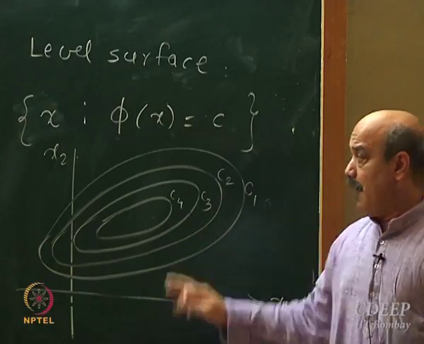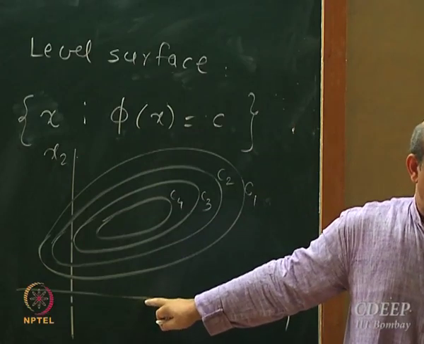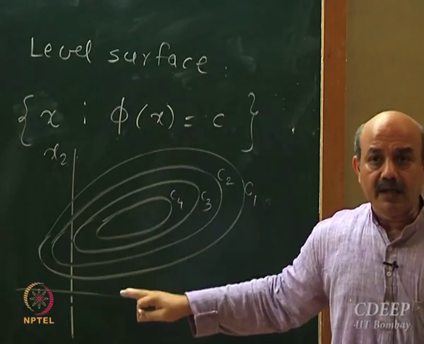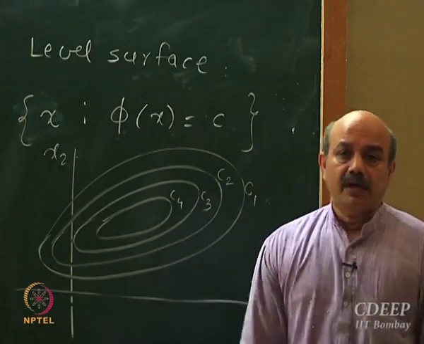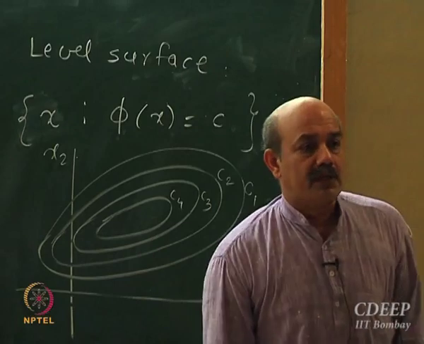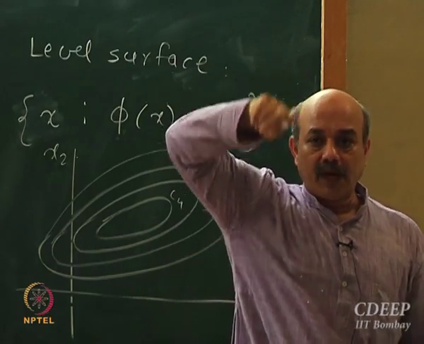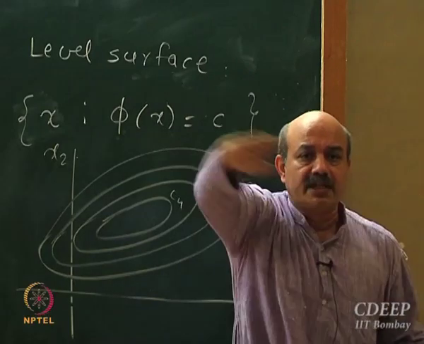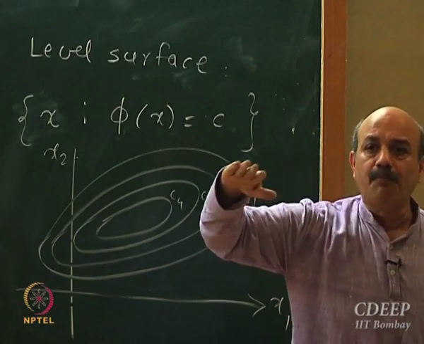I am not plotting phi of x in this plot. Actually, if you do a three-dimensional plot, x1, x2, and phi, this will be nothing but a cross-sectional plane projected onto x1, x2. It's the set of all points.